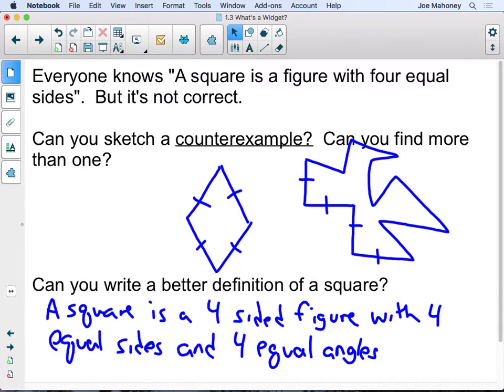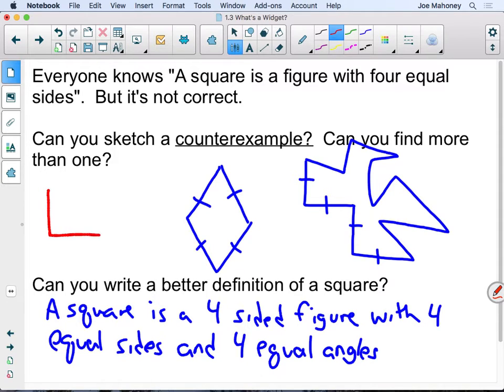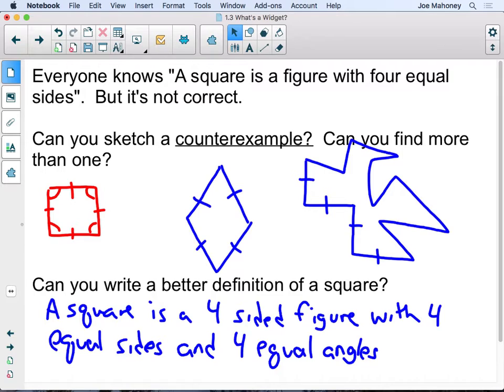Because now if I take that definition, I have to draw a four-sided figure. And all four sides are equal, but also four angles are equal. I can really only draw this shape in red. So that's a much better definition of a square.